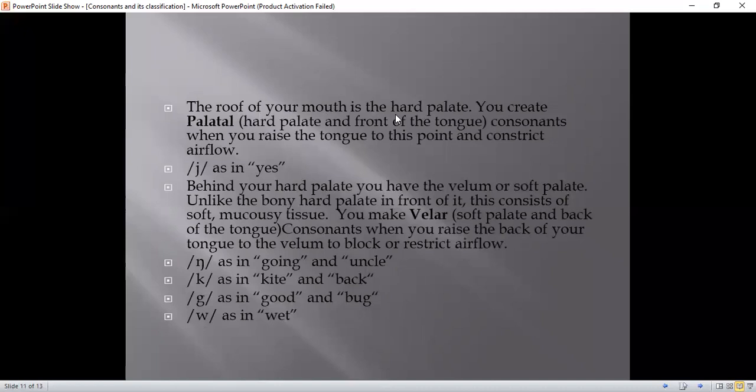The roof of your mouth is the hard palate, and you create palatal consonants when you raise the tongue to this point and constrict airflow, like y as in yes. Next is the velar, and behind your hard palate, you have the velum or soft palate. Unlike the bony hard palate in front of it, this consists of soft mucousy tissue. You make velar consonants when you raise the back of your tongue to the velum to block or restrict airflow, like ng as in going and uncle, k as in kite and back, g as in good and bug, w as in wet.